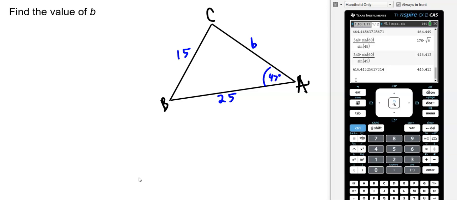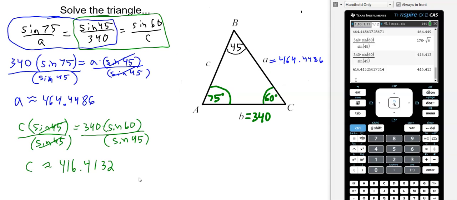So find the value of B. This time, looking back at this, we were given two angles and the included side. So we were actually given ASA, and this works every time you're given ASA. It's no problem. It's going to be a straightforward problem exactly like this.